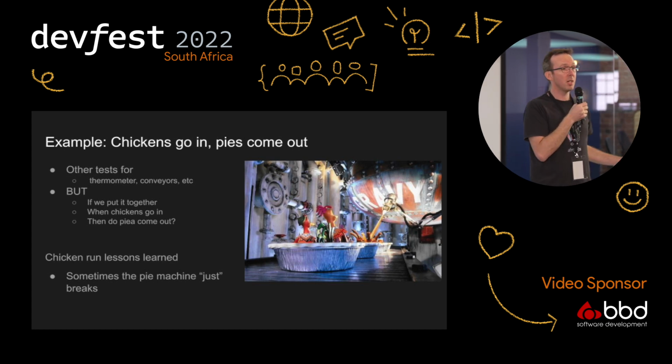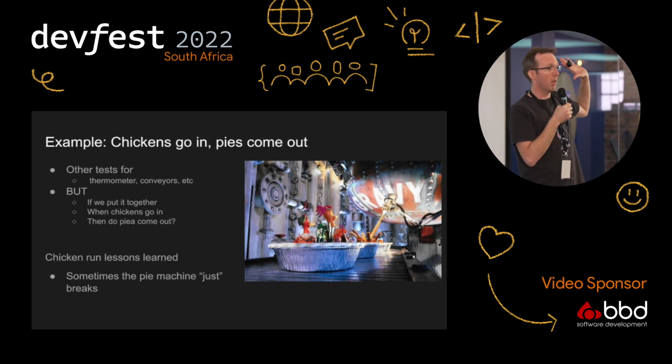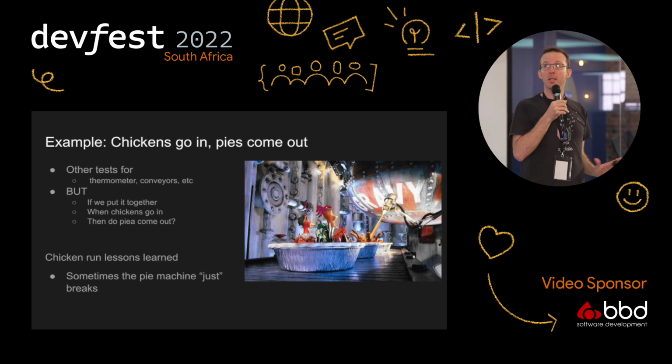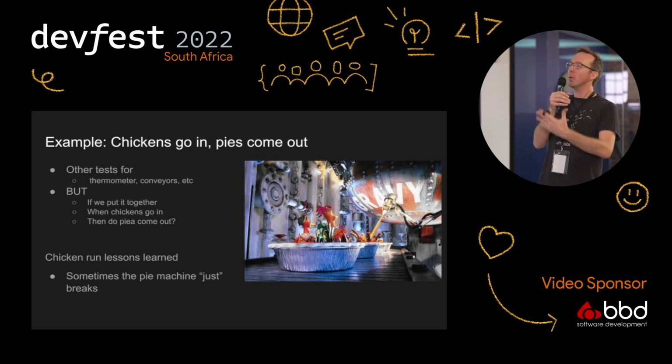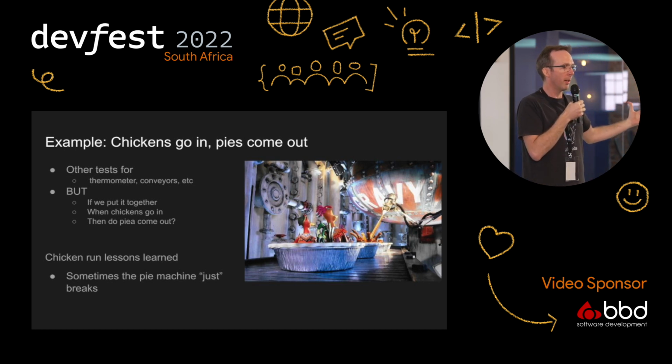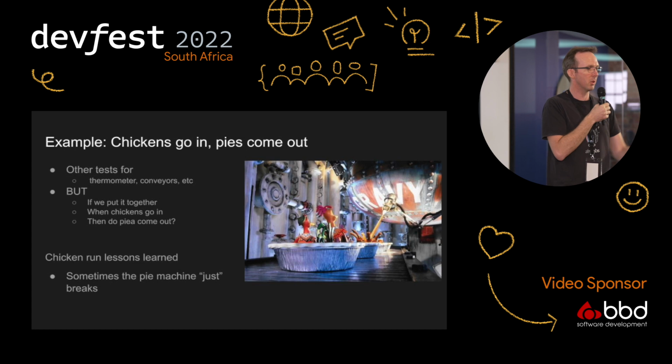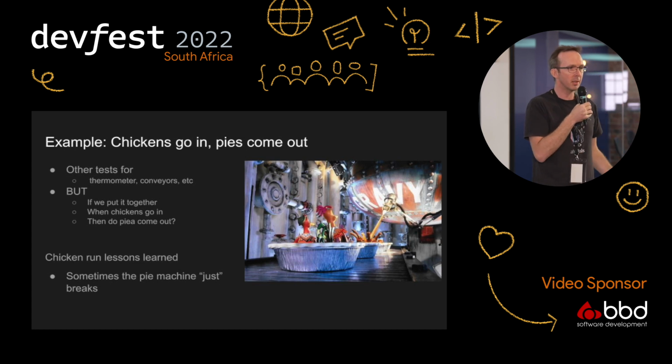Has anybody seen Chicken Run? The most famous quote from Chicken Run is, "But I don't want to be a pie. I don't like gravy." This happens just after they're like, what does this machine do? And they don't say, this machine has a thermometer on the side, it's got a heater in the middle, it's got a conveyor belt, it's got a chicken chopper, it's got a this, it's got a that. It says, chickens go in and pies come out, right?